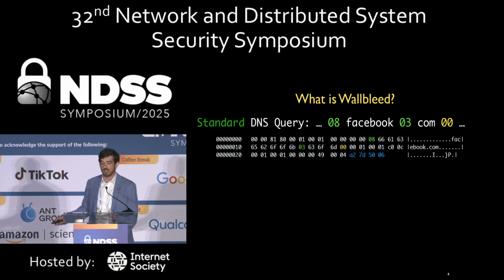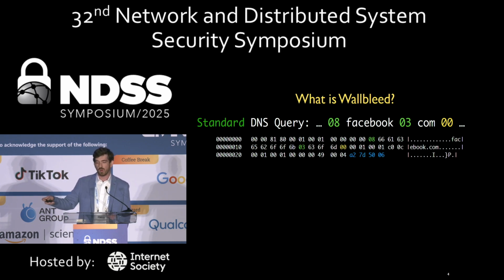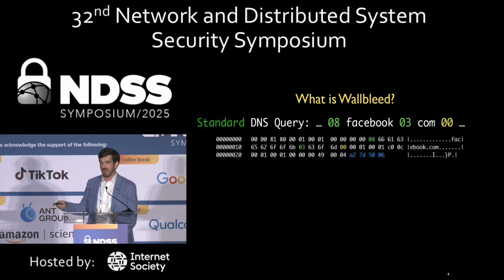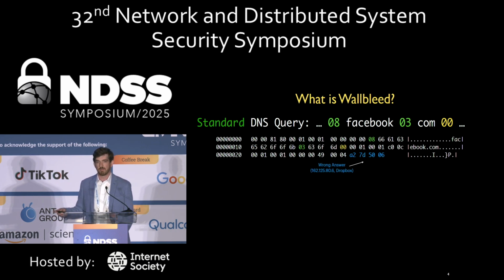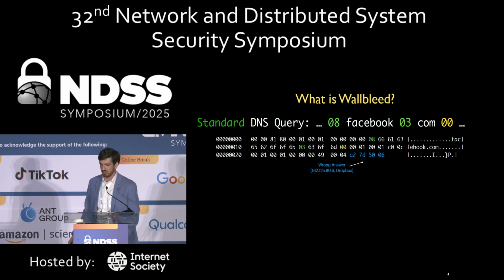The injected response we get when sending this packet across the Great Firewall looks like this, and it's a very standard DNS response. We have that query encoded at the top there, and then what's highlighted in blue is an IP address. However, what we find in the DNS injector is that this IP address is a wrong answer, and in this case, it's an IP associated with Dropbox, right? No relationship to Facebook.